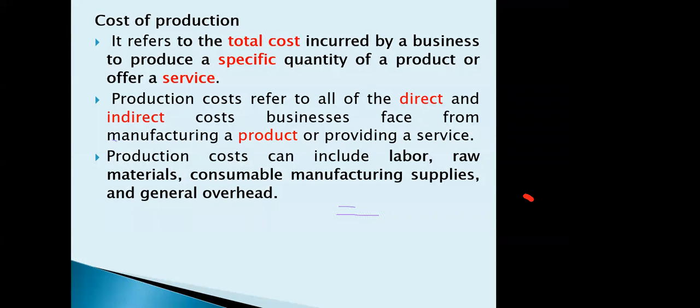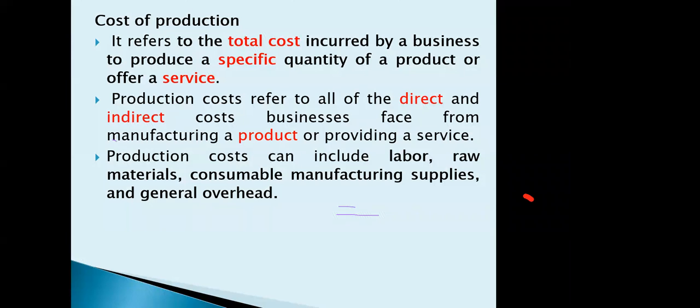And it refers to all the direct and indirect costs the business faces from manufacturing of the product or providing the services. तो ये प्रोडक्ट मैन्युफैक्चर करने के लिए या सर्विस देने के लिए जो कुछ कॉस्ट आ जाएंगे, डायरेक्ट कॉस्ट एंड इनडायरेक्ट कॉस्ट, तो उसका जो समेशन होता है उसको बोलते हैं कॉस्ट ऑफ प्रोडक्शन. ओके. And the production cost includes the labor cost, raw material cost, consumables, manufacturing supplies, and all kinds of general overhead. By summation of all these parameters, your total cost of production will be calculated.